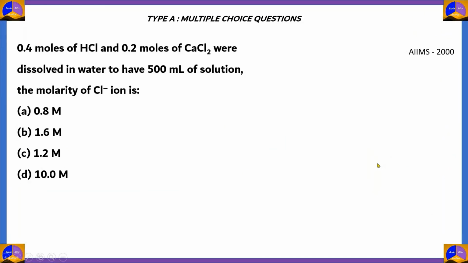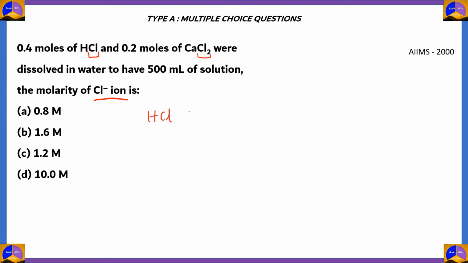Next question. 0.4 moles of HCl and 0.2 moles of CaCl2 were dissolved in water to have 500 milliliters of the solution. The molarity of the Cl- ion is? Here we're asked to find only the molarity of Cl- ions, and it's a little different than what you'd expect. Let's solve the question.